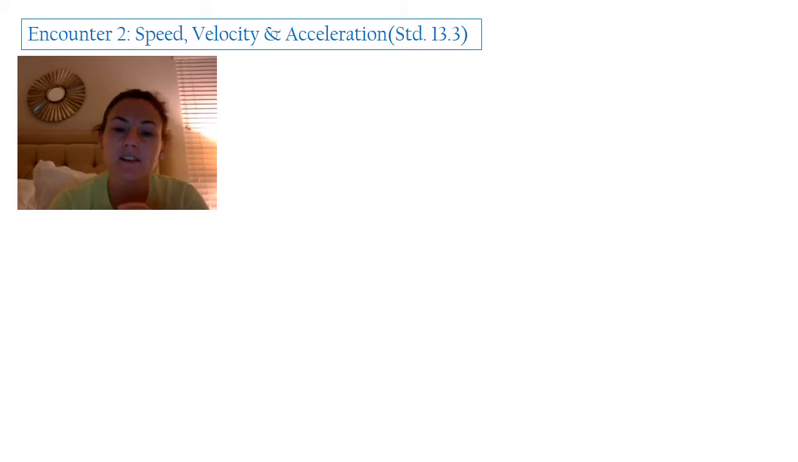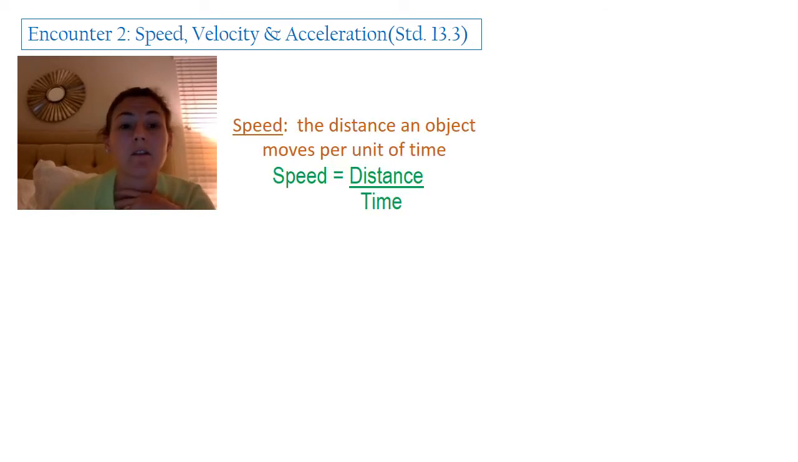Hey guys, this is a continuation of 13.3. Last time we talked about distance versus time graphs, but in this one we're going to talk about speed, velocity, acceleration, and how it relates to those graphs. So again, let's talk about speed. Again, it's the distance an object moves per unit of time. So in order to calculate speed, speed is equal to distance divided by time. So meters over seconds. Okay?